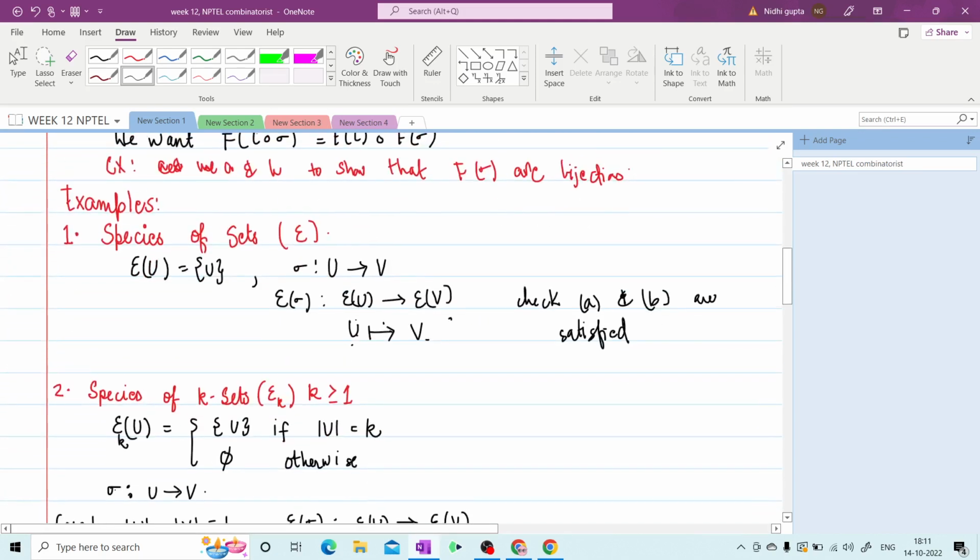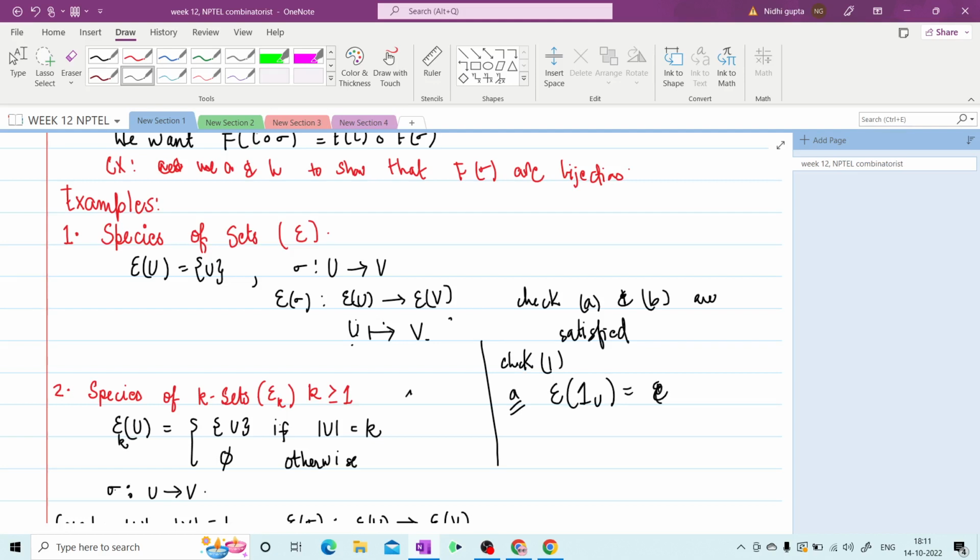So even if it is an ordinary check, let's see how to check it for the first example. First we have to check a. So a is that epsilon of 1u should be 1 of epsilon u. This is straightforward because epsilon of u is the singleton u. So it is sending the identity function to the identity function, because epsilon u contains just one element u, so u goes to u under this function. So it is the identity function. So we can see that clearly a is satisfied.